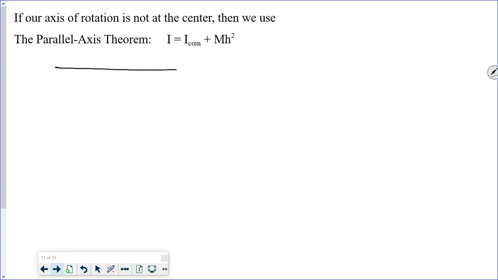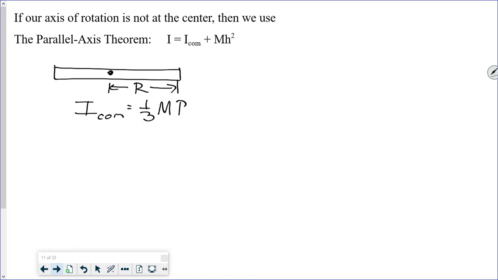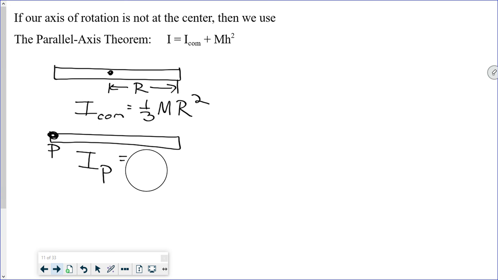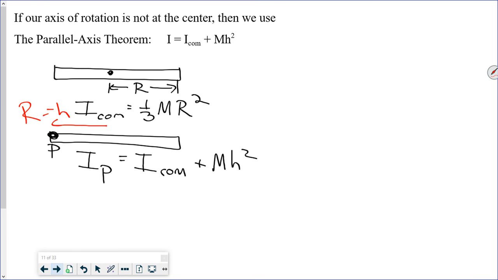So I know this. If I have a rod that looks like this, and I call this R, then I know that the rotational inertia about that center of mass is 1/3 mass of the thing times R squared, right? That was the big calculus derivation I just did. Now the question is, if I call this point down here P, what is our rotational inertia about P? What the parallel axis theorem says is that it is the rotational inertia about the center of mass plus mh squared, where for us, h is that distance, which happens to be equal to r.